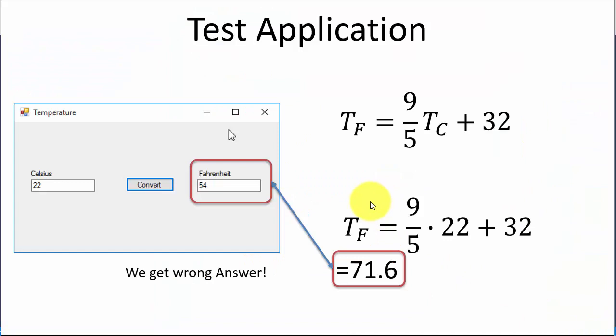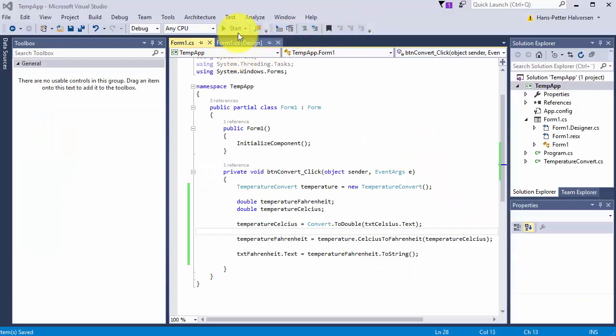So next, of course, we should test our application. So in this case, we could enter a value. I enter value 22, click convert, and then the value is converted to Fahrenheit and shown in this text box. And we have used this formula to implement the conversion. Let's try this example within Visual Studio. So I click the start button in order to run our program.